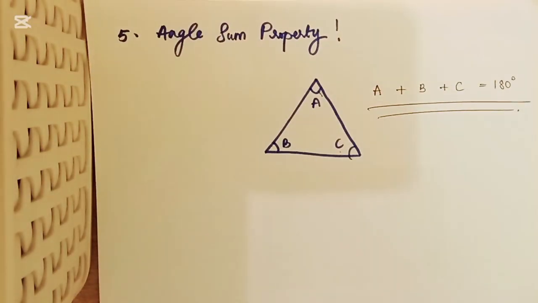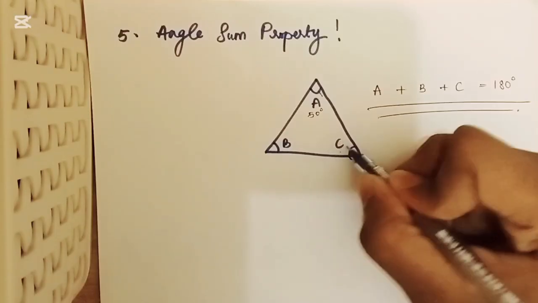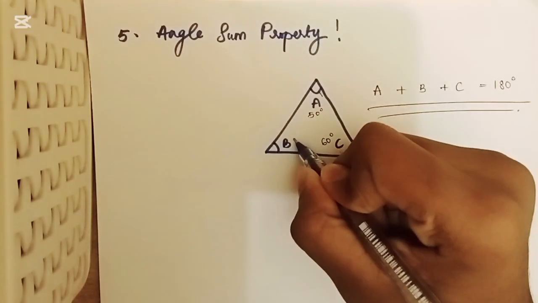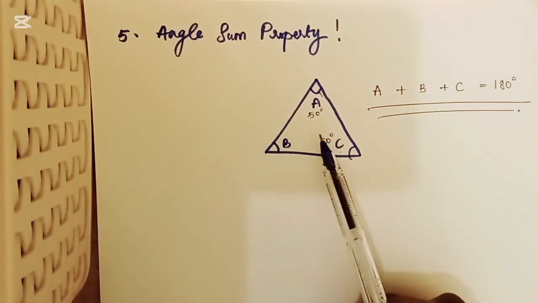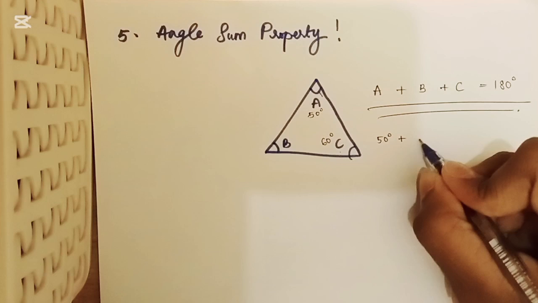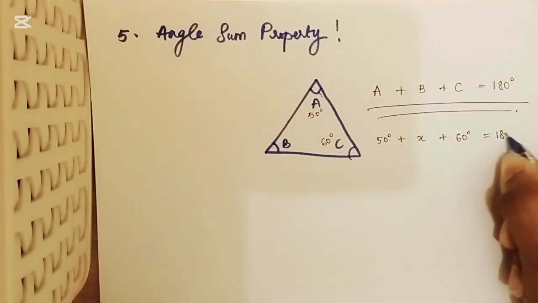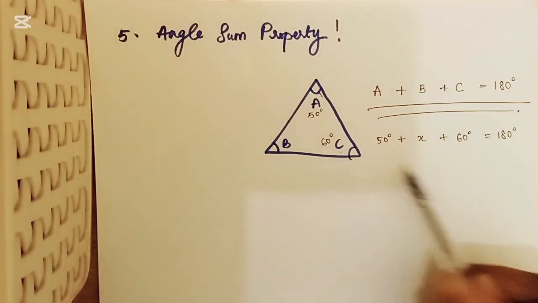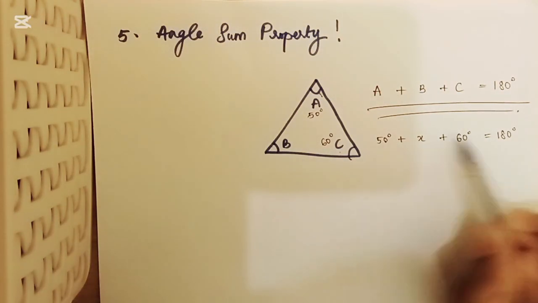This is about angle sum property of a triangle. How will questions come from this property? For example, they might tell angle A is 50 degrees and angle C is 60 degrees. Then find angle B. Whenever there is no value given, take that as x. So that will be 50 degrees plus B is x plus C is 60 degrees is equal to 180 degrees. We know the sum of all the angles will be 180 degrees in a triangle.